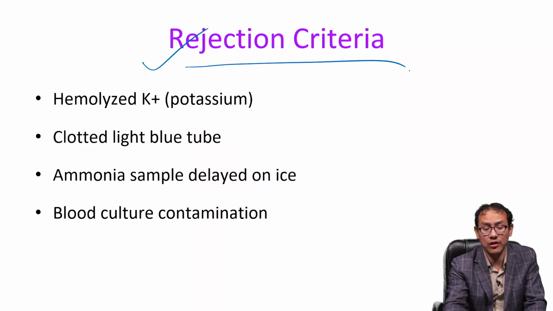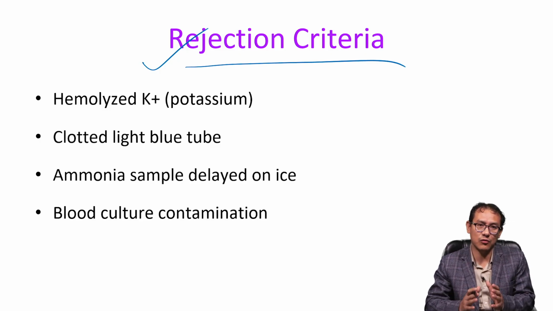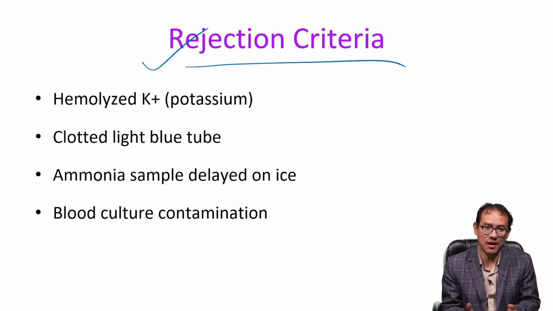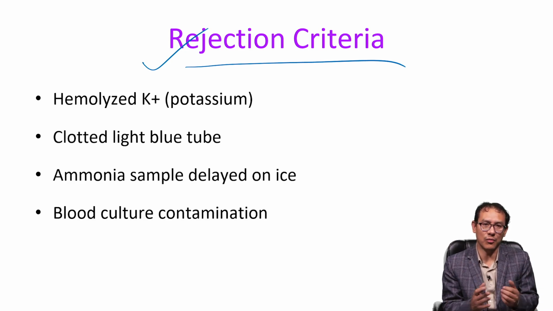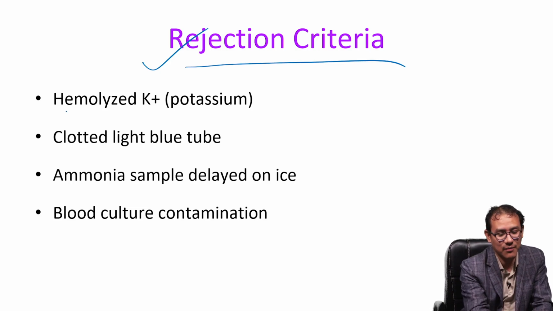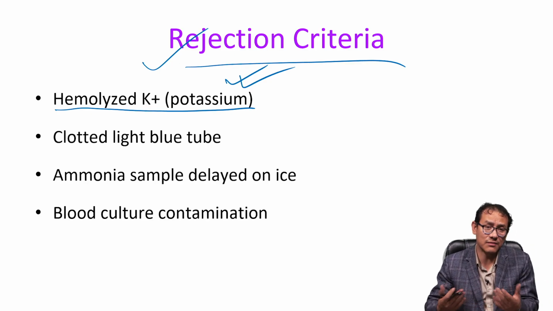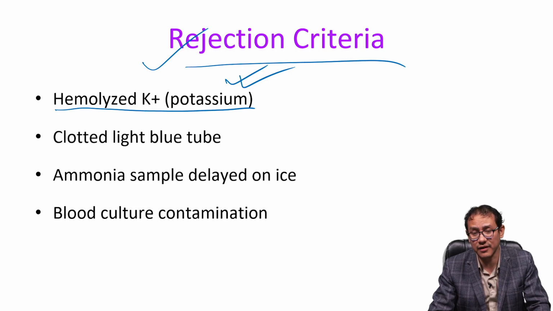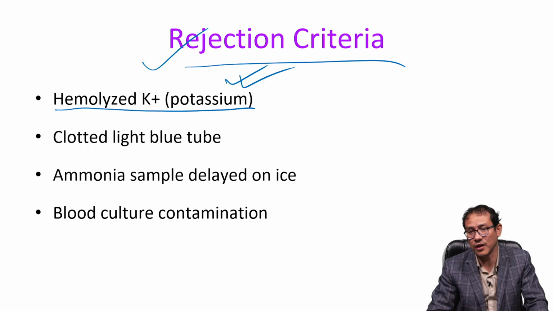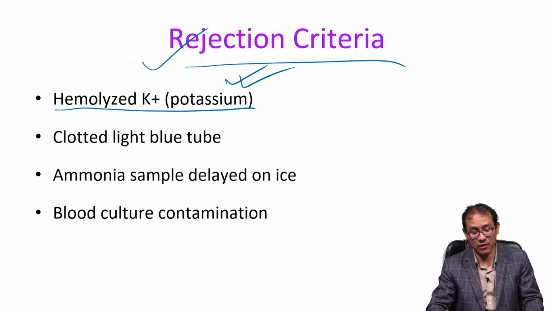Rejection criteria are also important, because you should know which specimens require rejection. Otherwise, if you permit a rejected sample into the analyzer, the entire result will be compromised and will be false. Just as an example, with a hemolyzed sample, the potassium may be falsely very high, because the potassium inside the red blood cells pours out into the plasma, and hence the potassium assessment will be false.